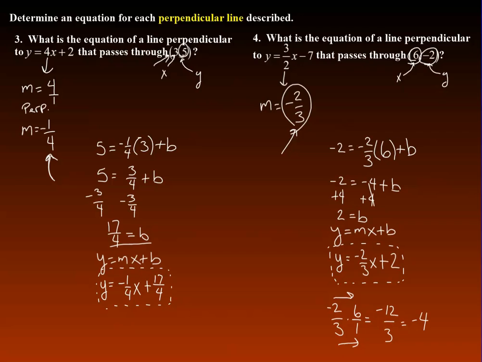So hopefully you got y equals negative 2/3 x plus 2. Again, remember the perpendicular lines have slopes that are reciprocals, so since this is 3 over 2, it becomes 2 over 3. And since this is positive, that becomes negative. And with that, that is how you determine an equation of each perpendicular line described.